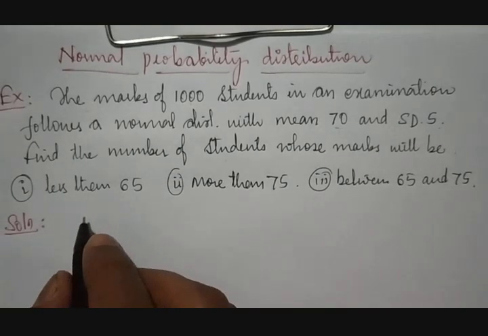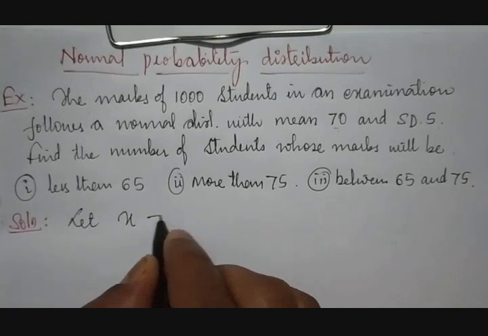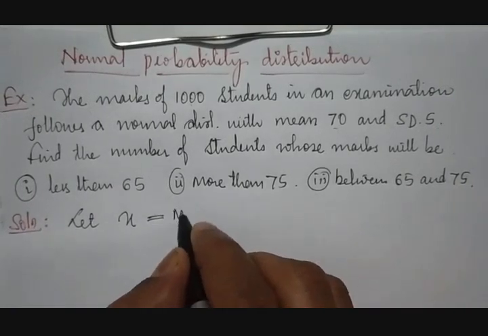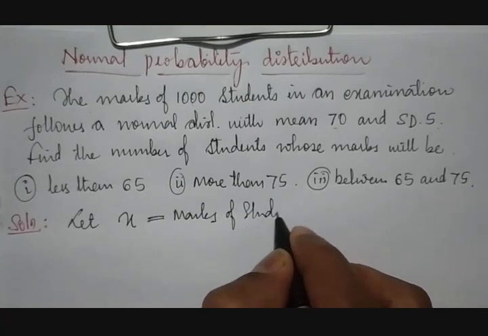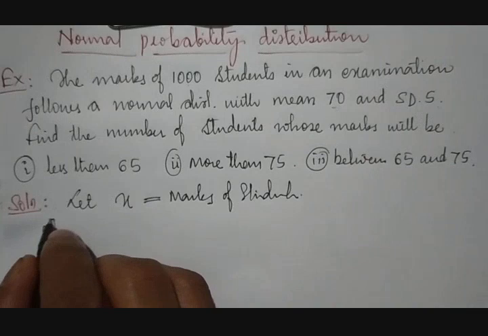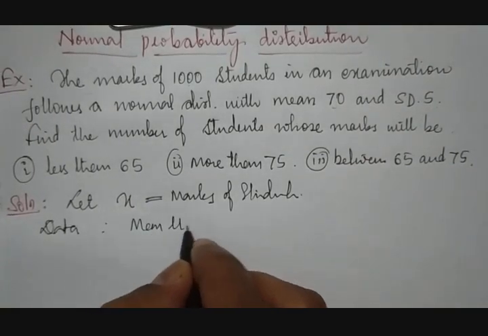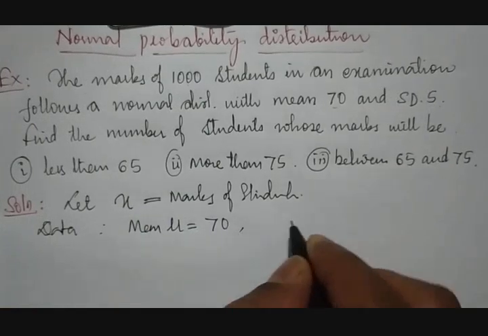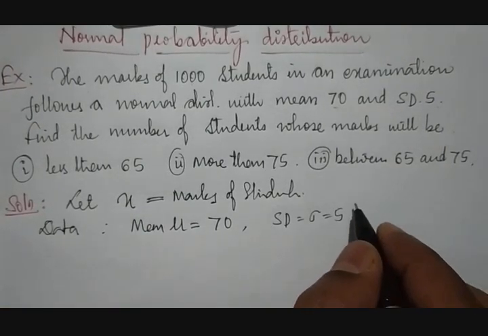For this, what we do, very first, we'll take one representation, that is x. X will be represented as marks scored by a student. So marks of a student, that is x. Then from given data, what is given? Mean is given. Mean mu is 70 marks. Then standard deviation sigma is given, that is 5.